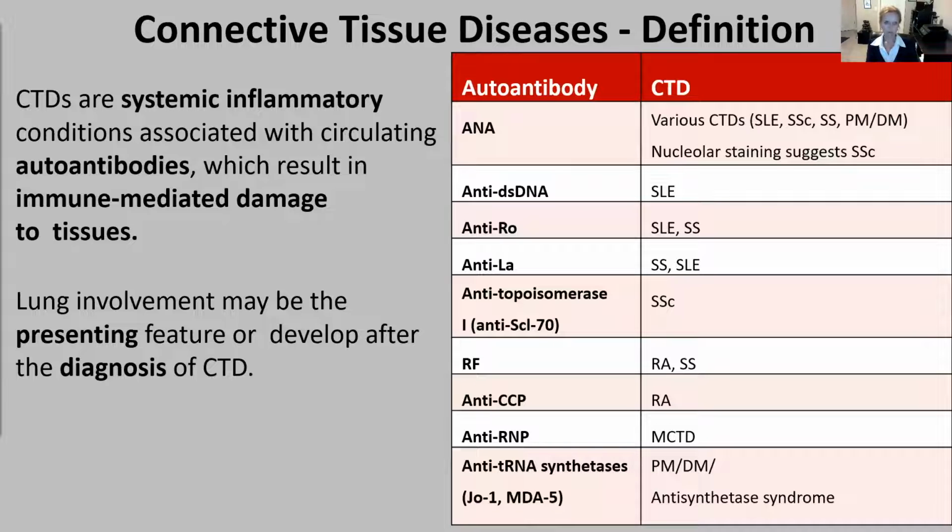Connective tissue diseases are systemic inflammatory conditions associated with circulating autoantibodies, which result in immune-mediated damage to tissue. The most common antibodies associated with specific diseases are listed in this table. However, we know that the presence of antibodies can only suggest a connective tissue disease, and it's not sufficient for the diagnosis, which is much more complex. Lung involvement may be the presenting feature or develop after the diagnosis of CTD.